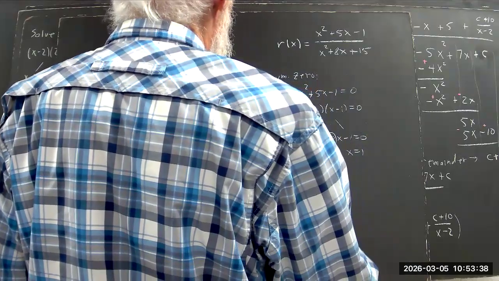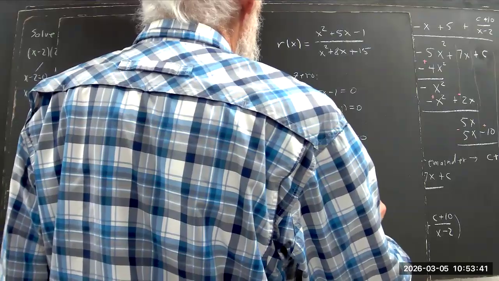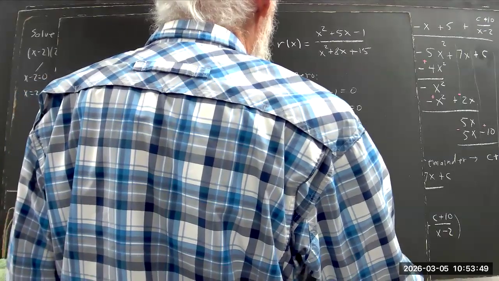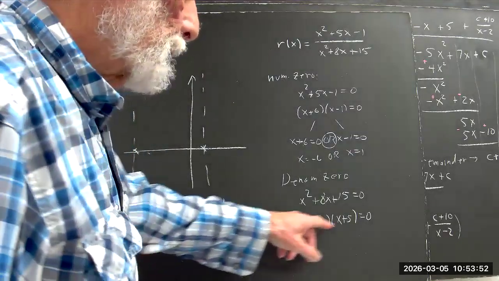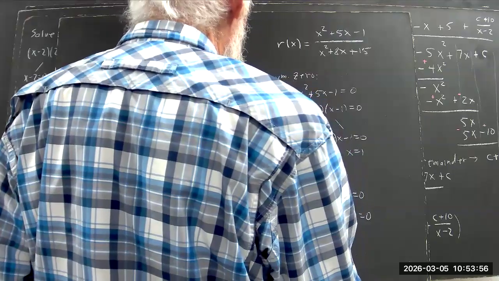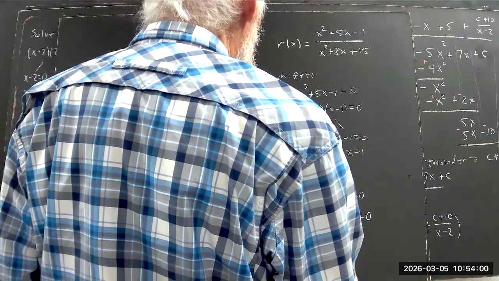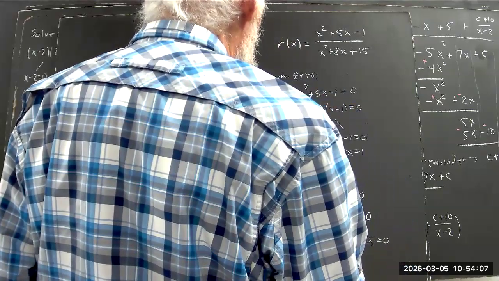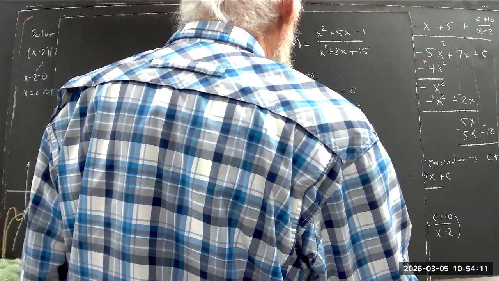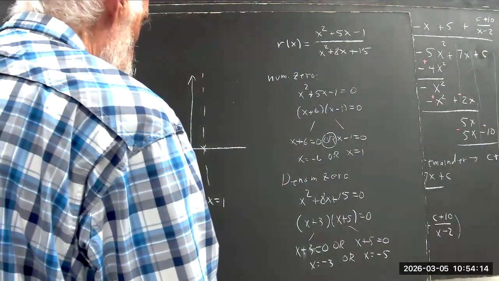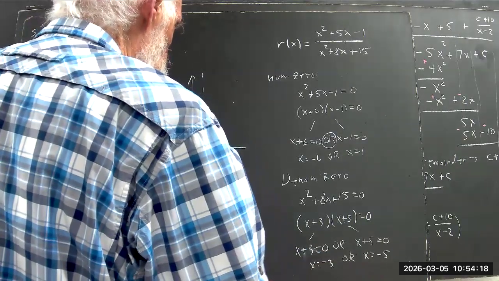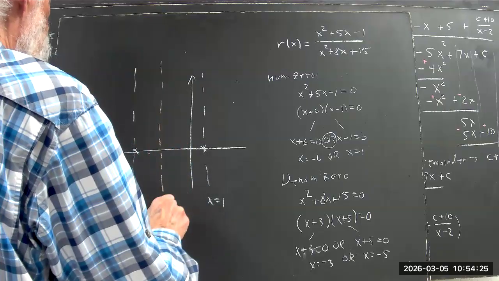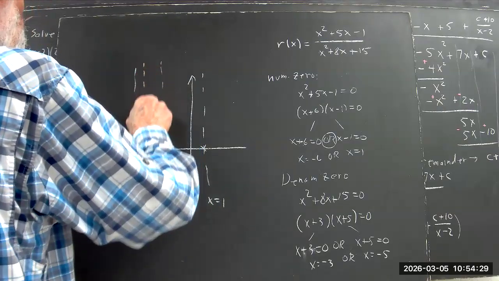The denominator 0 means x squared plus 8x plus 15 equals 0. That factors into x plus 3 times x plus 5 equals 0, so x plus 3 equals 0 or x plus 5 equals 0, so that x equals negative 3, x equals negative 5. That gives us 2 vertical asymptotes. At x equals negative 3, well, that would be about here, or x equals negative 5.